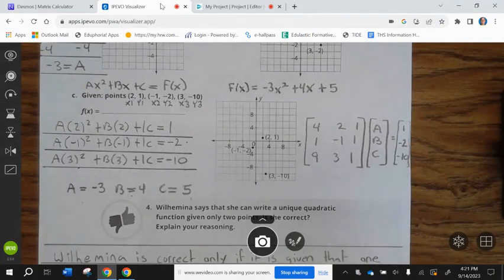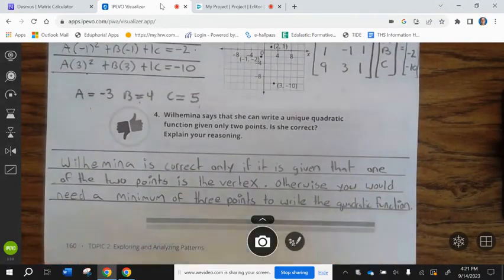All right. Wilma says that she can write a unique quadratic function given only 2 points. Is she correct? Wilhelmina is correct only if it is given that one of the 2 points is the vertex. Otherwise, you would need a minimum of 3 points to write the quadratic function. All right, go ahead and finish up your work in the book and have a wonderful Wildcat day.